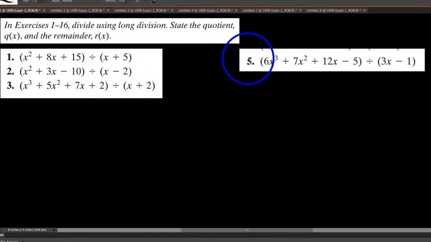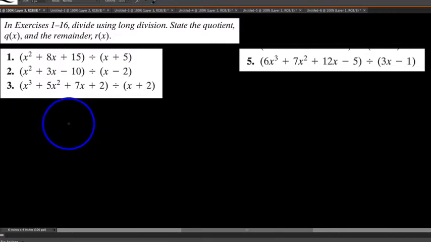Okay guys, let's take a look at some of our long division problems here. And the directions say we need to use long division, so we will. But it also says to state the quotient q of x and the remainder r of x, which are themselves polynomial expressions, but we still want to state the quotient and the remainder here.